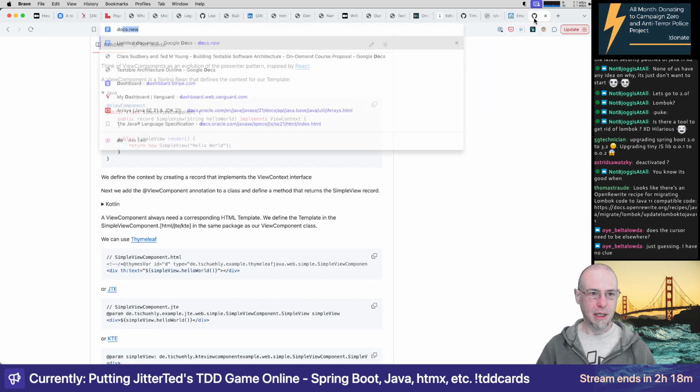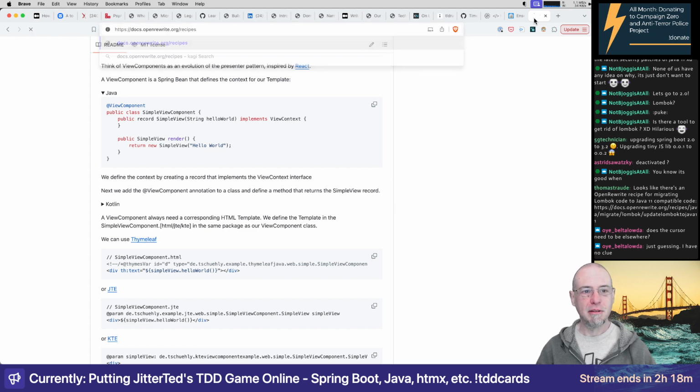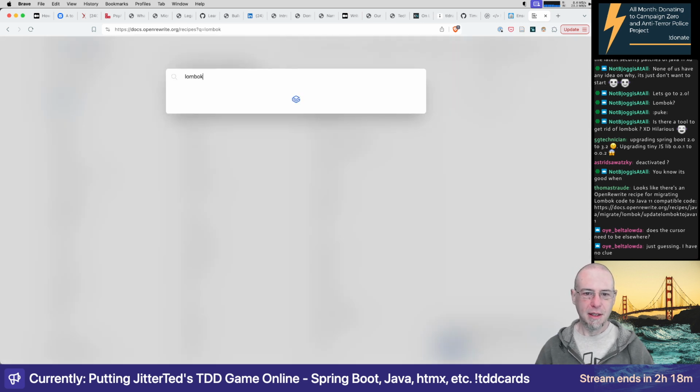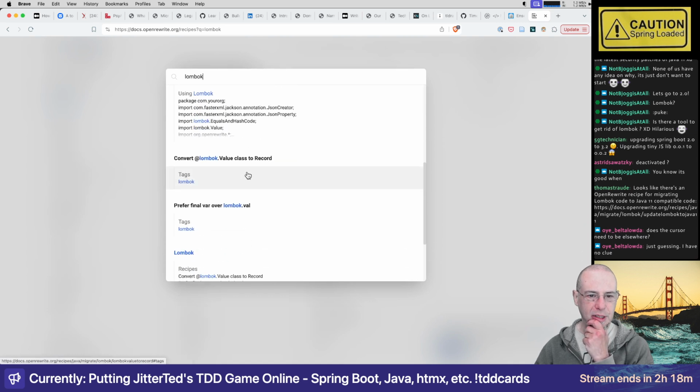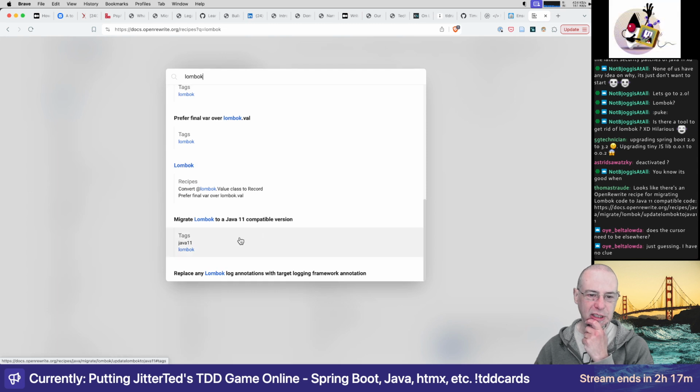So let's go to docs.openrewrite.org recipes. Let's spell recipes correctly. Lombok. Using Lombok. That's writing a refactoring recipe. I can't convert it to a record yet. That I don't need. That's a bummer. What I'd like is just de-Lombokify, but I guess I'm blanking.